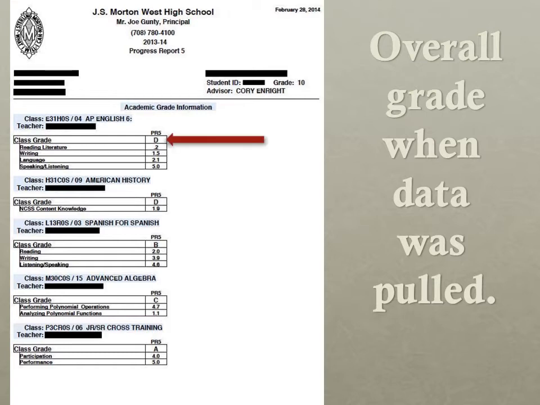For example, AP English, this student received a D. For American History, this student received a D. Spanish for Spanish speakers, this student received a B. Advanced Algebra, this student received a C. And for Junior-Senior cross-training, this student received an A.